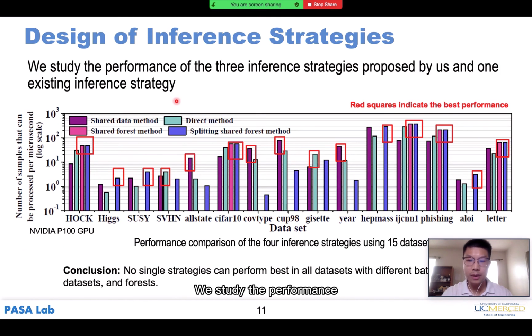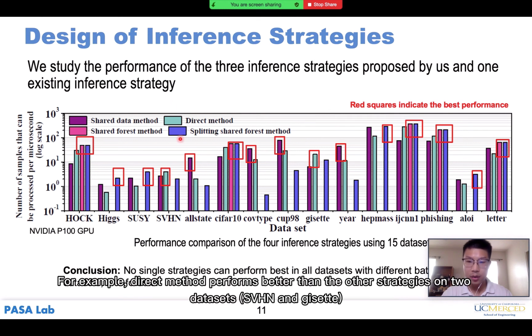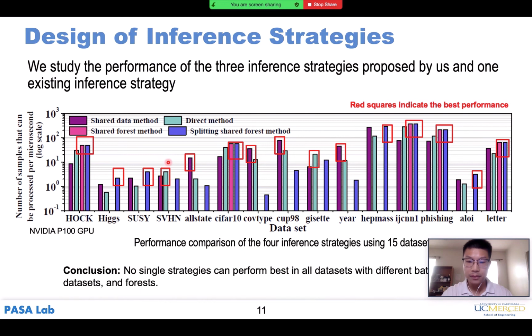We study the performance of the four inference strategies using 50 datasets on an NVIDIA V100 GPU. The result is shown in this figure. The red marks are the methods that correspond to the best performance. For example, the direct method performs better than others in two datasets, SVHN and GIST. The shared forest method performs better than other strategies in 5 datasets. We can easily observe that no single structure can perform best in all datasets.